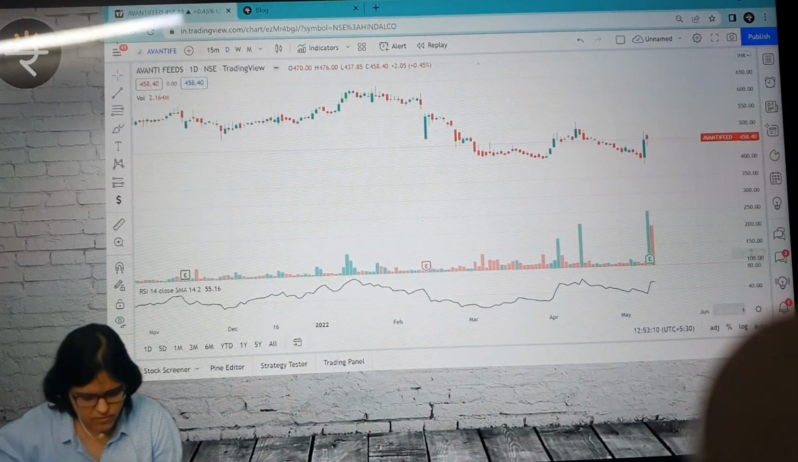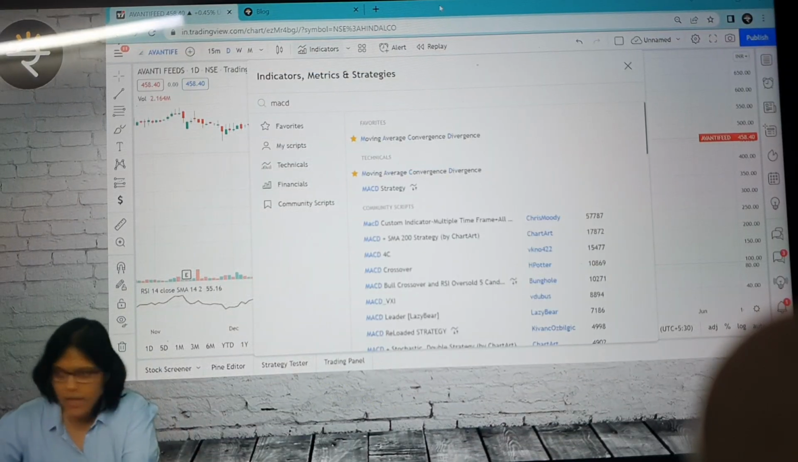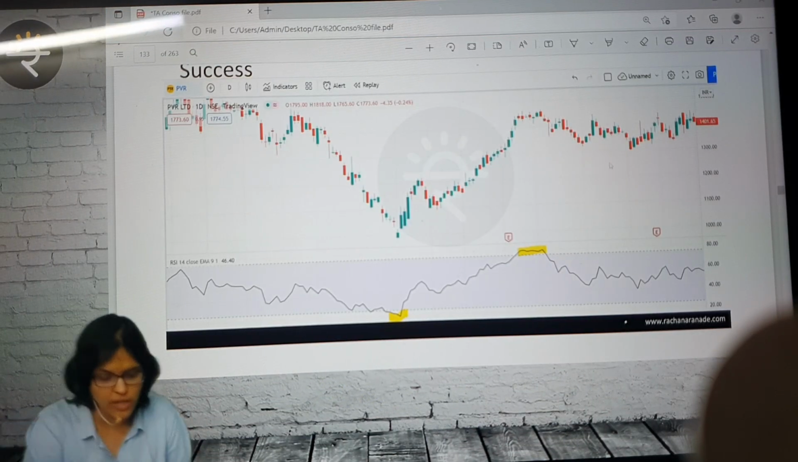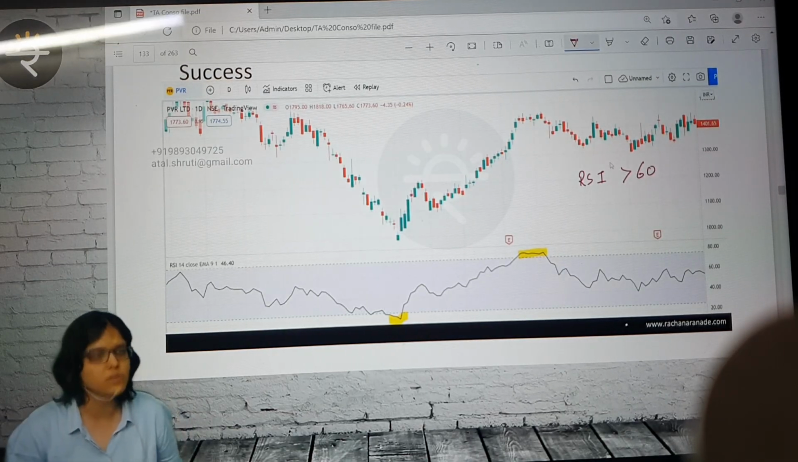Yes. By the way, what is this? We got Avanti Feeds now. Let me also put the MACD indicator. So if you want to write this down, RSI above 60. Is it a strong momentum or a weak momentum? Strong momentum.